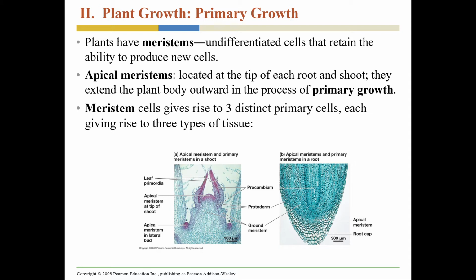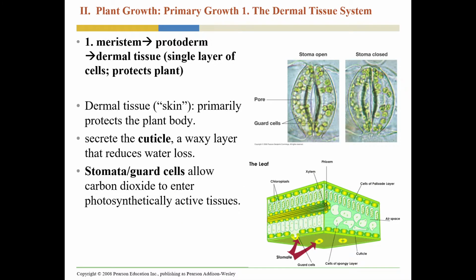Okay, so we'll say that again. You have meristem cells that give rise to three distinct primary cells, which give rise to three types of tissues. And we're going to go through these three types one by one. There's a big graphic to follow, which I wish was on every slide, that lists all three, but we'll see that at the end. So we start with meristem.